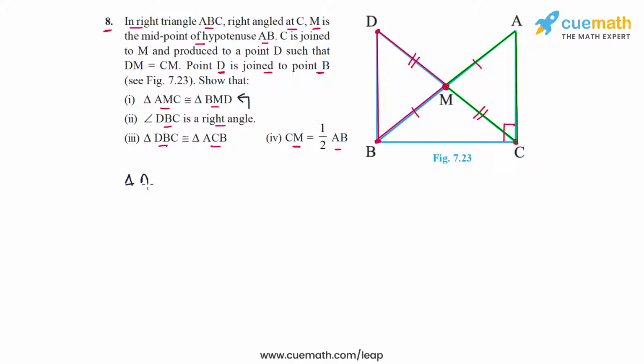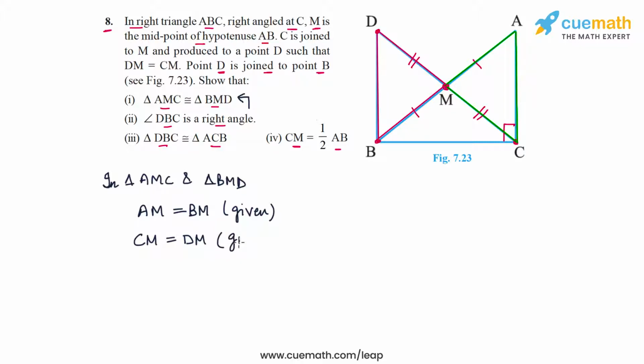So in triangle AMC and triangle BMD, we have AM equal to BM. This is given to us. M is the midpoint of AB. Also, we have CM equal to DM. This is also given to us because CM was extended up to point D such that DM equal to CM. So we have this second pair of sides also equal.